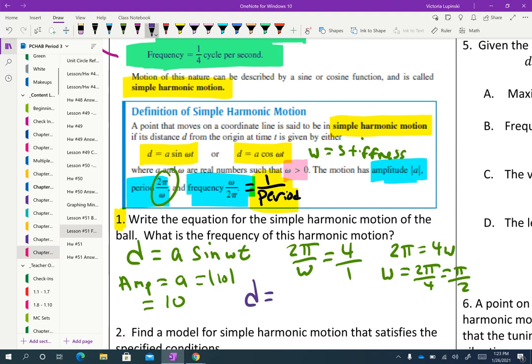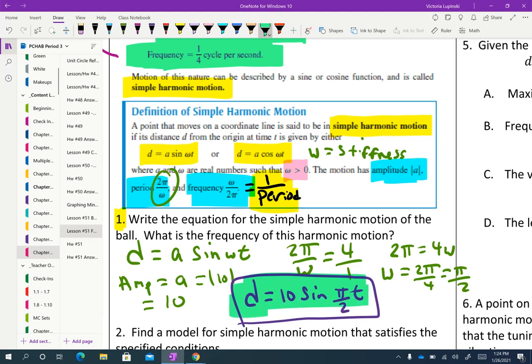So d for displacement is equal to, the amplitude is 10, we know that it's a sine, and we know that w is pi over 2 times t. So that is my equation that represents the spring in question. Then one final question here. What is the frequency of the harmonic motion? There is more than one way that you could answer that question. The easiest is that it is 1 over the period. So the frequency, which we'll say f, is equal to 1 over the period, which means that the frequency is equal to 1/4.